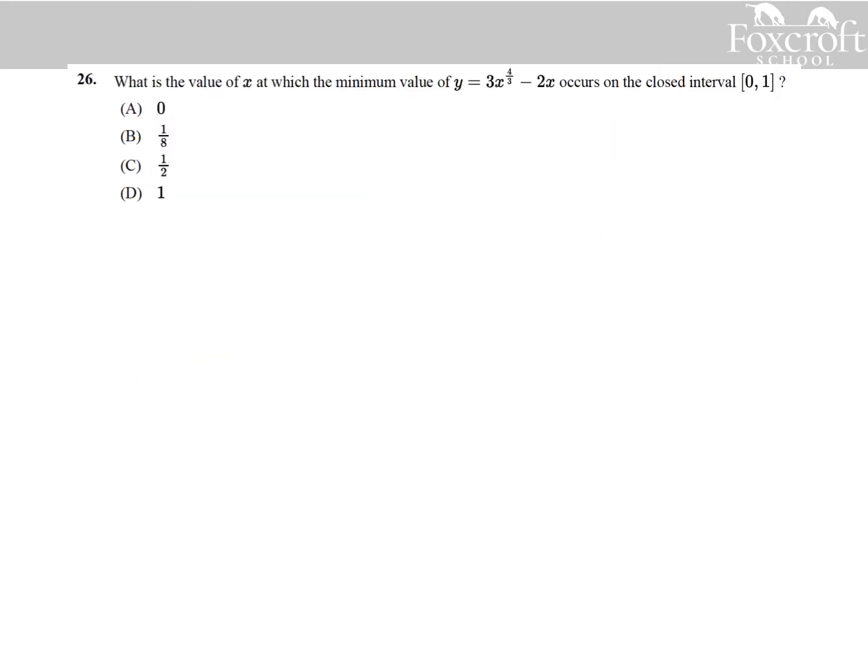All right, chances are these will give you something that doesn't make sense either. What is the value of x at which the minimum value occurs on the closed interval of 0 to 1? So we only care about 0 to 1. The minimum value is going to happen when my derivative, so when I go down and then back up, goes from negative to positive. That also means there's a 0 in the middle.